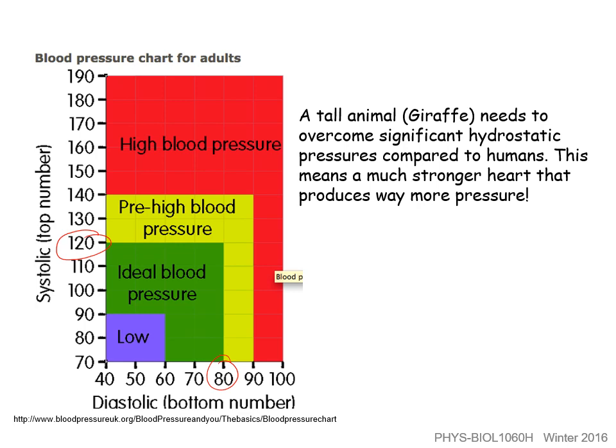What's interesting is that a tall animal such as a giraffe needs to overcome significant hydrostatic pressures because they're so tall. This means that they need a much stronger heart that produces way more pressure. And so you saw in the example with the giraffe, it was significantly higher blood pressures than what we're dealing with. Okay.